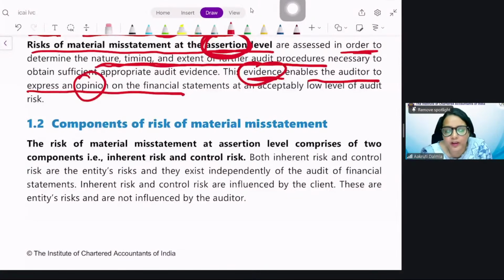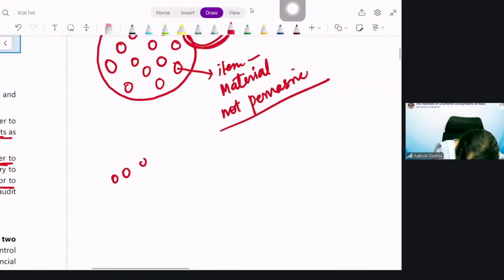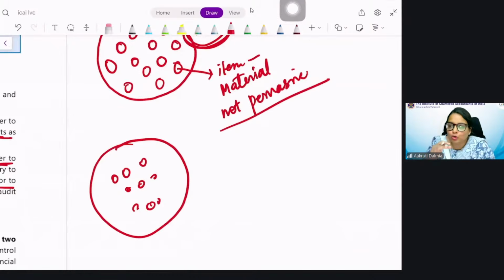Ma'am, if it is a pervasive risk, we need not conduct assertion level procedures? No, no, no. In audit, you start with assertion and then you reach overall. The audit begins from assertion level. We assess the risk of the whole financial statement, inherent risk and so on. But audit procedures we perform on what? We assess the risk of the whole, but audit procedures are started with what?